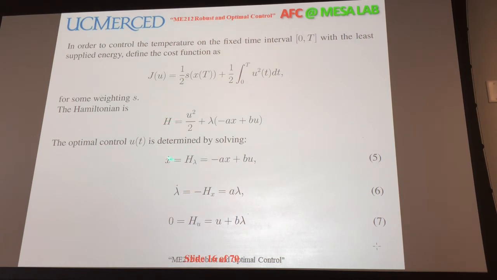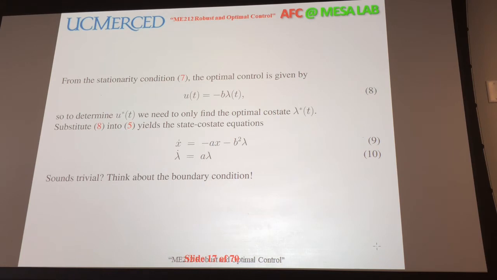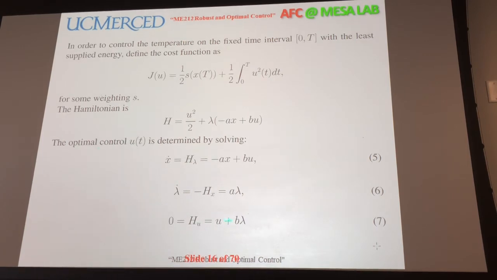Then we solve x dot is ax. So this is the original function. Lambda dot is minus h partial s, so it's a lambda. And 0 is h u, which is u plus b lambda, okay? Remember, lambda is called the co-state. Simple, right? So we can do optimal control from this stationary point, which is b lambda.